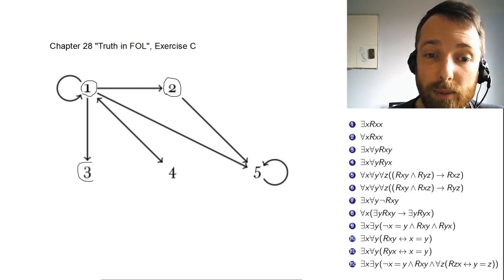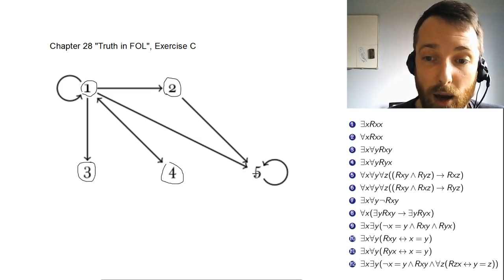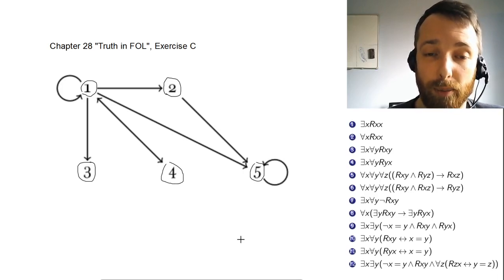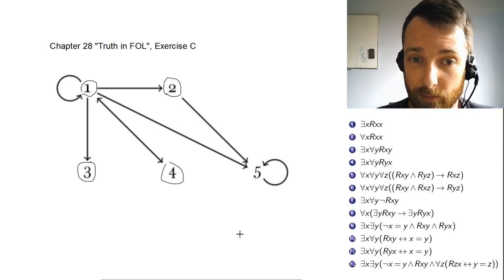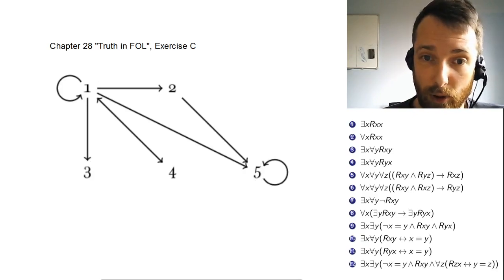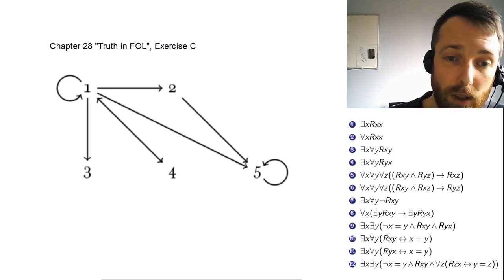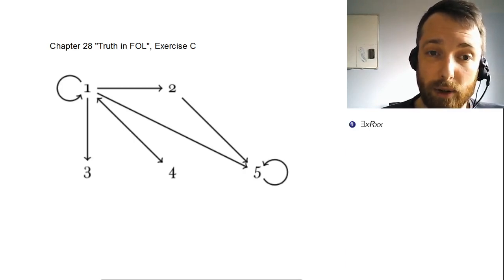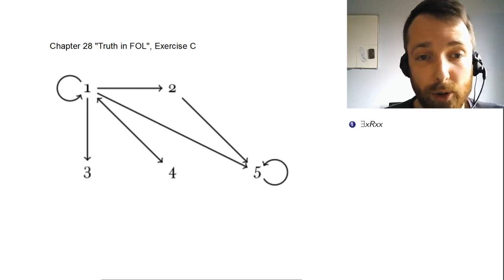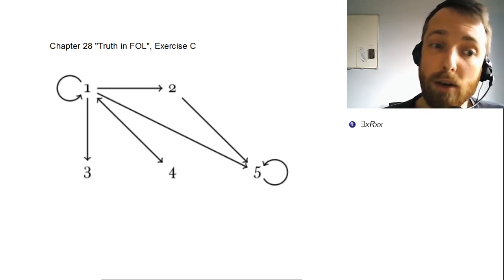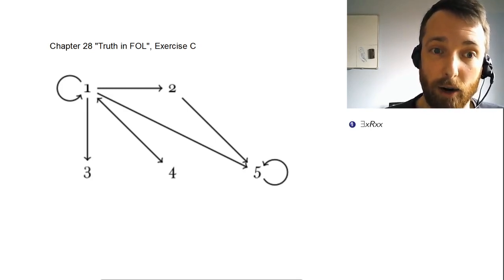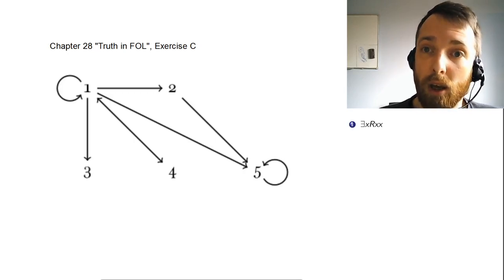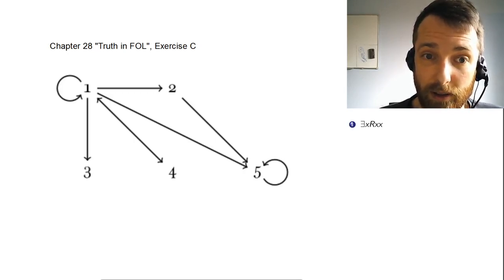So this diagram says we have a domain of 5 objects, and we're going to call them 1, 2, 3, 4, and 5. That's all we need for our interpretation. There were no names in the sentences that we're interpreting. The only predicate is the two-place predicate Rxy, so all we need is a domain, in this case 5 objects, and arrows to interpret the two-place predicate. All right, first sentence. There exists an x such that Rxx.